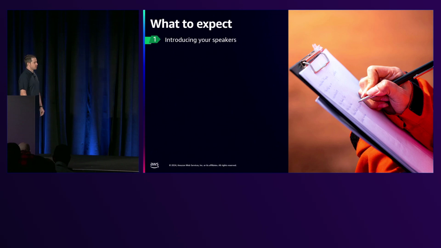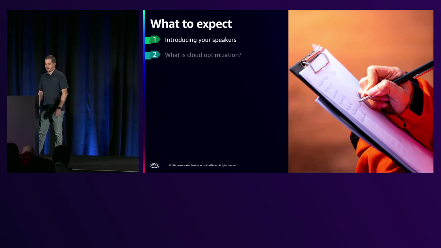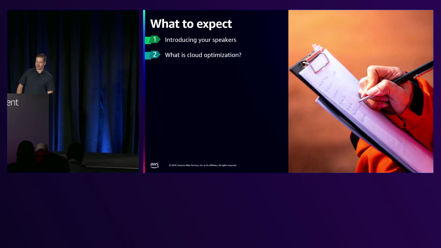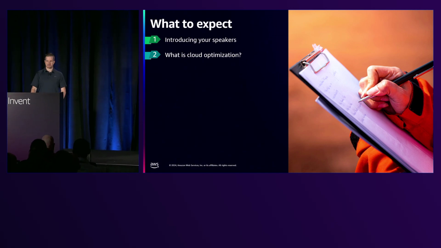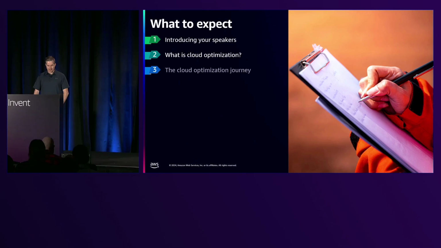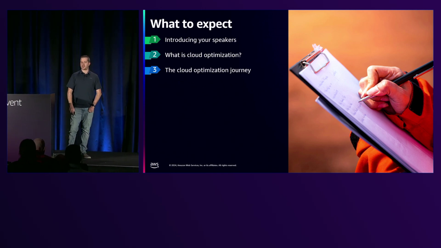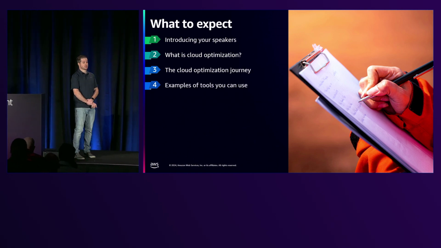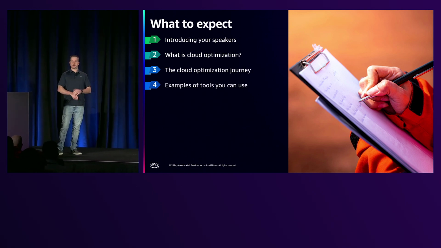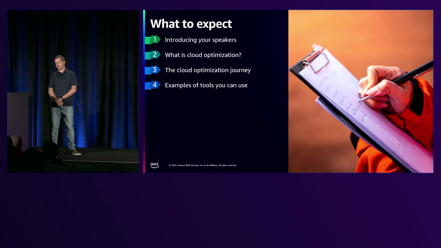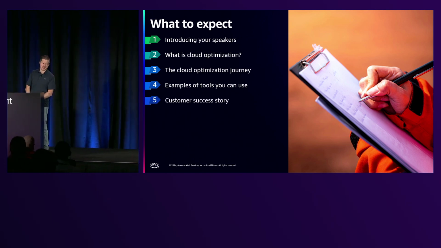The first thing is I'll introduce your speakers. Obviously, I'm one of them. We'll then cover what cloud optimization is, because it's a set of words that may mean different things to different people, so we'll tell you how we see it. We'll then cover the journey of going through cloud optimization and how that looks over time. So we'll cover things like the workload life cycles and the journey of adopting and sharing best practices. We'll then switch speakers and we'll go over a couple of the tools you can use and some examples of those tools, followed by a customer success story.